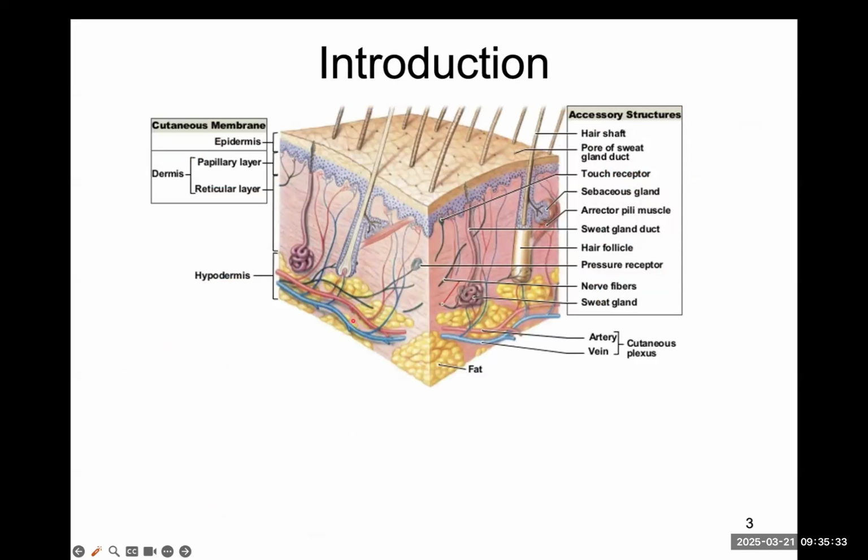So this big square block over here is basically your skin, and all the other stuff going on is connected to it. So starting from the very top, if you were to take a needle and poke through your skin, the first thing you're going to hit is the epidermis. So that's the first thing you're going to hit.